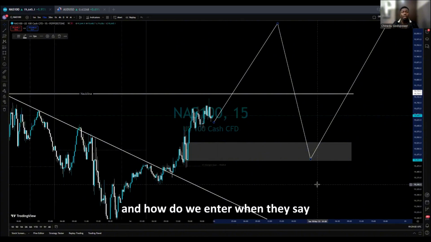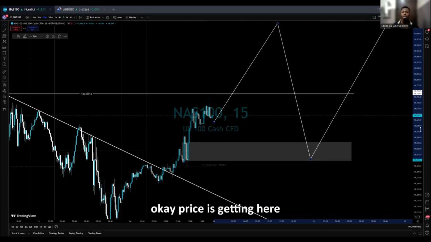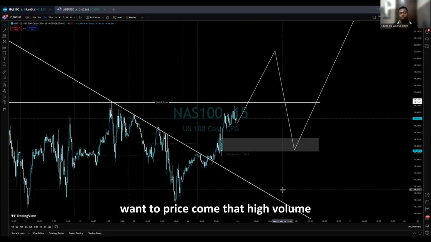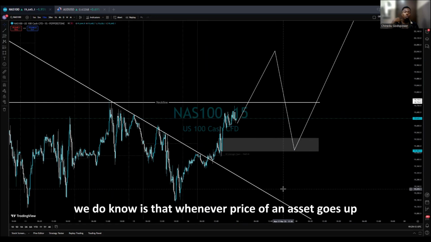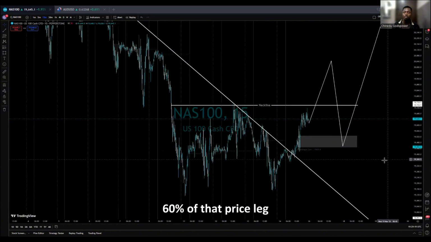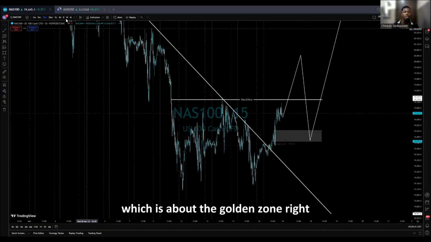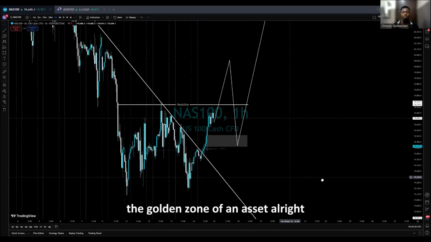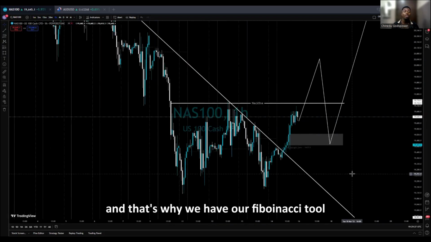And how do we enter? We may say, okay, price is getting here, but how do we enter? We can't just enter when price comes in at high volume, due to a news release like that. All we do know is that whenever price of an asset goes up, it always comes down to at least 50%, 60% of that price leg, which is about the golden zone, right? The golden zone of an asset. And that's why we have our Fibonacci tool.